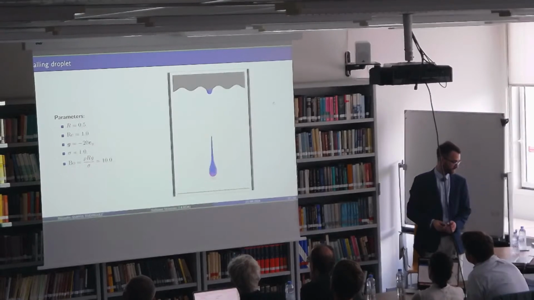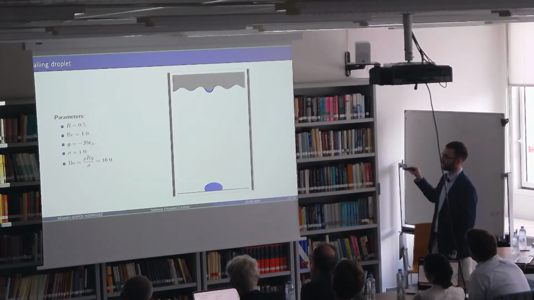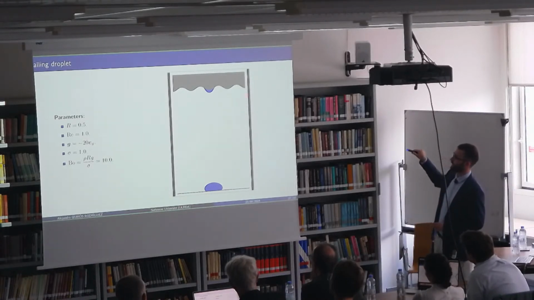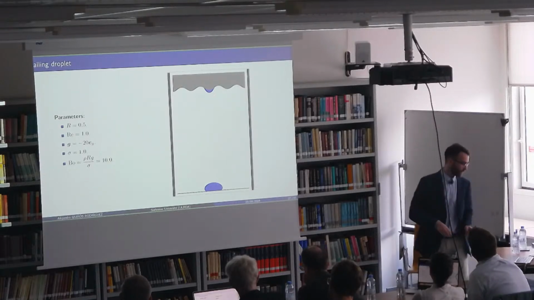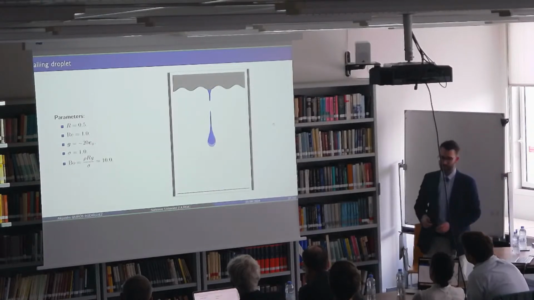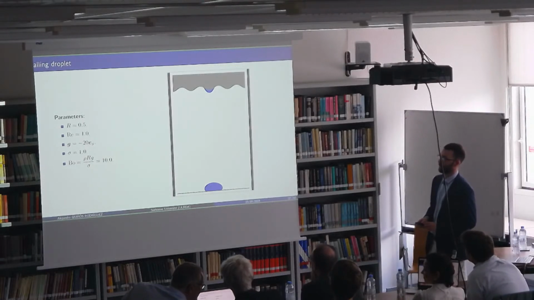Okay. And here, one of the things that we can see with respect to the other cases is that due to the presence of gravity, the shape of the droplet that hits the bottom wall is not perfectly spherical. Also, because the droplet at the top has a much smaller Bond number, now surface tension is large enough to keep it in contact with the wall.